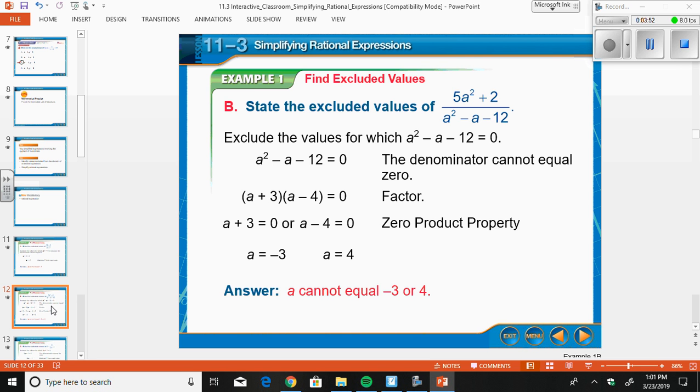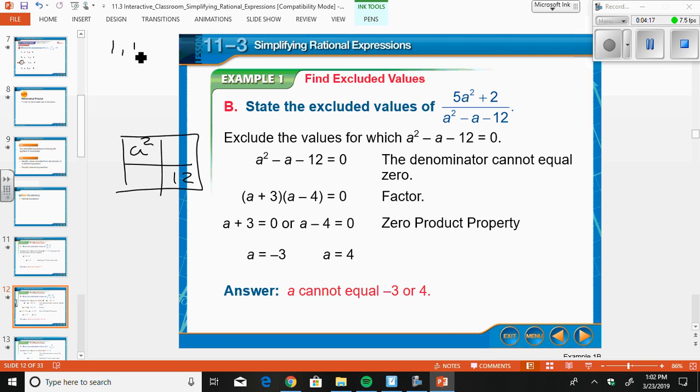So we have 5a squared plus 2 on top in our numerator, a squared minus a minus 12 in our denominator. So again, state the excluded value. The first thing we have to do is use those factoring skills that we learned in the previous chapter. And you can do the window. Some of these you're going to know, so you can break it down. Remember, with the window, I'll do one here: a squared and 12, 1 and 12, 2 and 6, 3 and 4. We need one of those that makes that negative 1 in the middle. It'll be this one right here. So we have a minus 4, a plus 3.